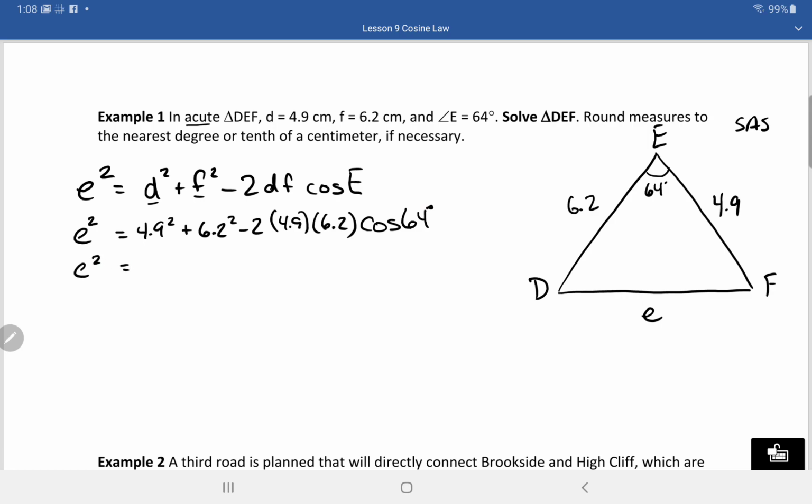Now, please get used to using your calculator fairly efficiently. What that means is try and do this all in one step and get comfortable with typing all that in. So basically you're just typing in 4.9 squared plus 6.2 squared minus 2 times 4.9 times 6.2 times cos 64. Unless you're working with a backwards calculator, you should be able to do that all in one line. Okay? I will break it down for you right now because it's the first time you're seeing it, but I would prefer if you are basically just able to type it in and have an answer.